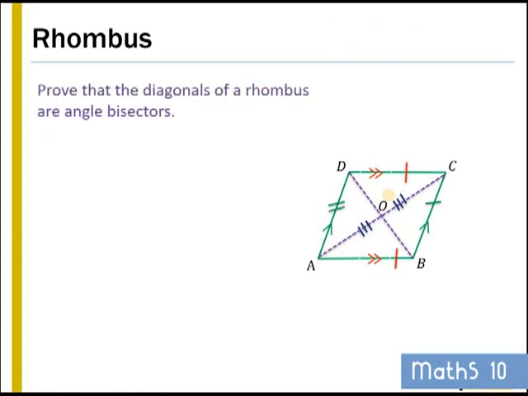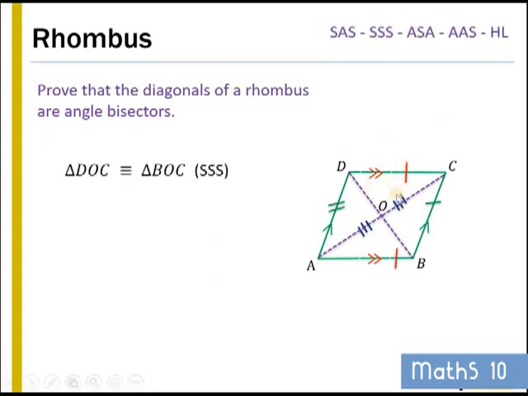Prove that the diagonals of a rhombus are angle bisectors. We know that triangle DOC, this one here, is congruent to triangle BOC, this one here, by side, side, side. Therefore, angle DCO, this one here, is congruent to angle BCO, this one here. This means that the line AC is the angle bisector of vertex C, and the same thing is true at each of the other vertices.